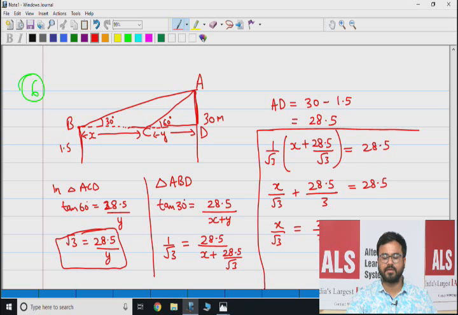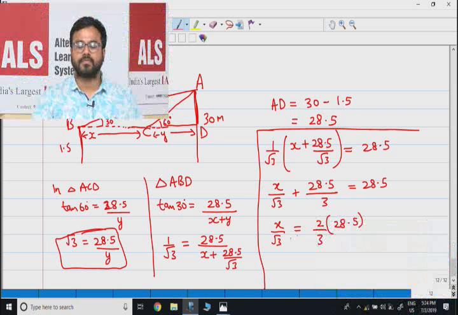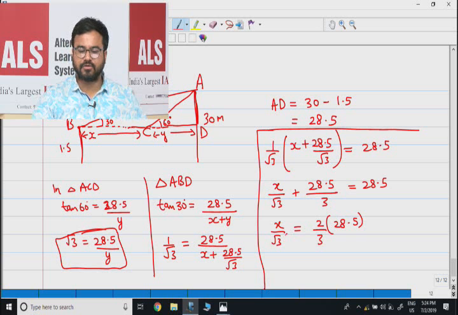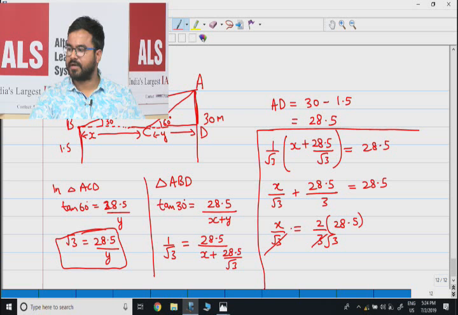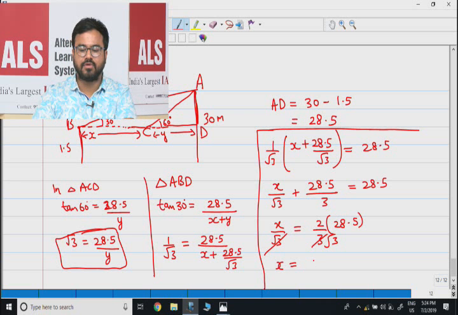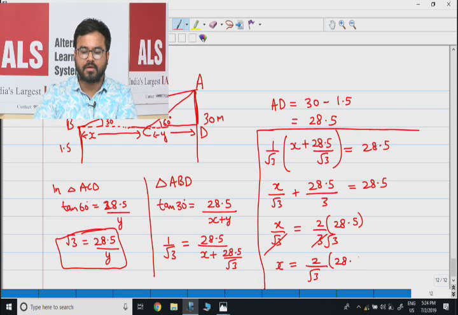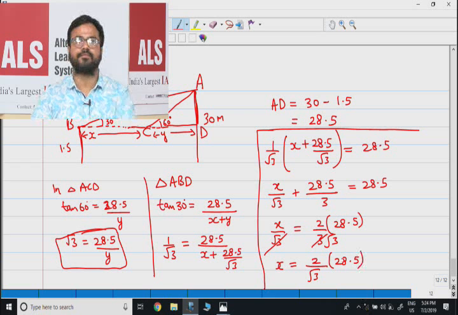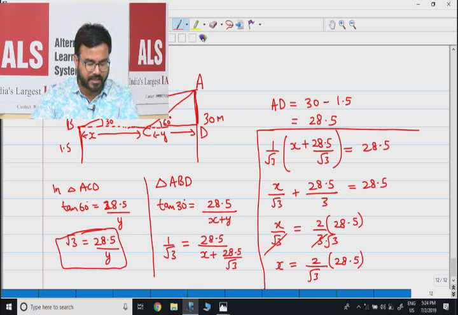So 2 by 3 of 28.5. Right? And this root 3 will cancel out this one root 3 times. Right? So now we will get the value x is equal to 2 by root 3 times 28.5. I hope this is clear till now.